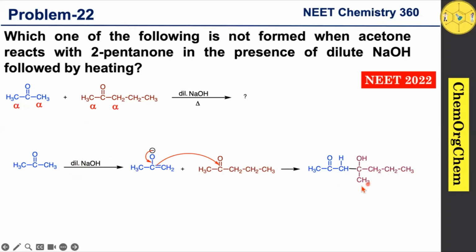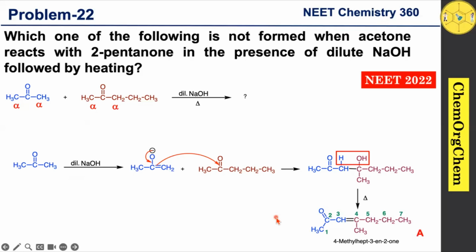When we heat this reaction, one water molecule is eliminated, producing this corresponding alpha beta unsaturated carbonyl compound. The name of the compound is 4-methyl hept-3-en-2-one. This is a 7 carbon chain. The fourth position has a methyl group, the second position has the ketone, and the third position has the alkene. We can name this compound A.